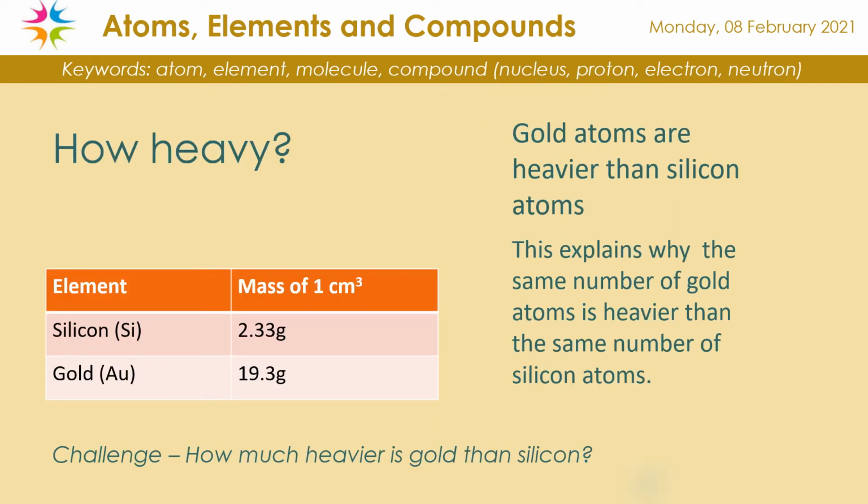The next thing to look at is how heavy atoms are. If you look at silicon, 1 cubic centimeter weighs 2.33 grams, and gold weighs 19.3 grams. So you can see gold is quite a lot heavier than silicon, and that's because each single gold atom is heavier than a single silicon atom. So the same number of gold atoms will be heavier than the same number of silicon atoms. And perhaps you can work out how much heavier gold is than silicon, and you use the data in this table to help you work that out.